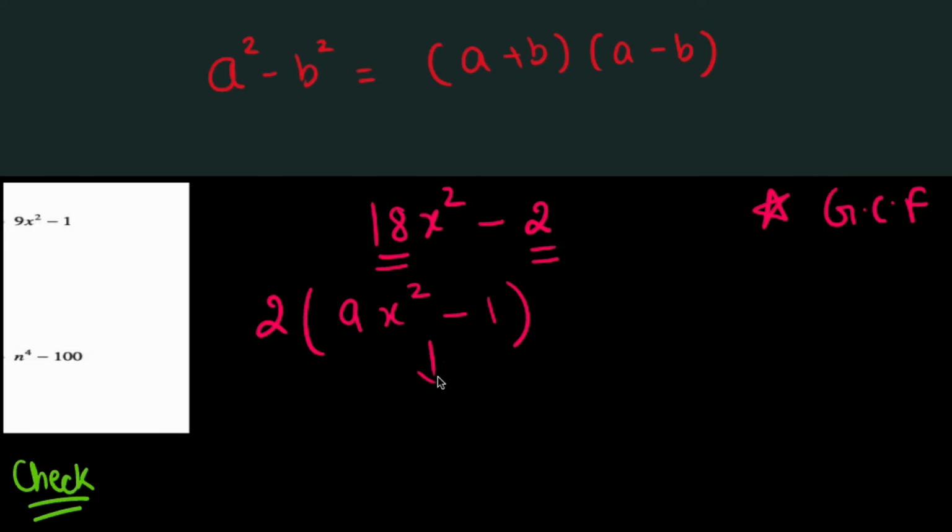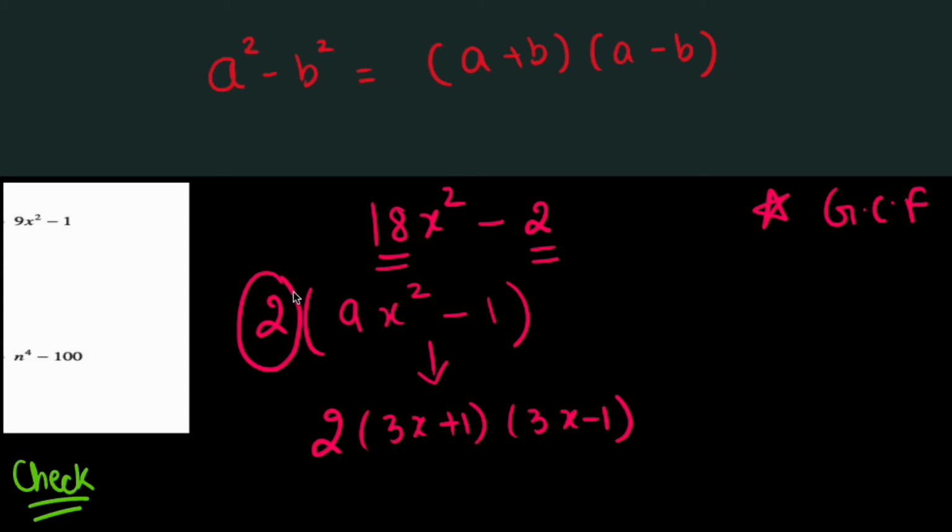So remember, we just factorized this. This would be 3x plus 1 and 3x minus 1. But remember, since you factored out 2, it was called the GCF. The F here is factor. Don't forget to write down this factor also as part of your final answer.